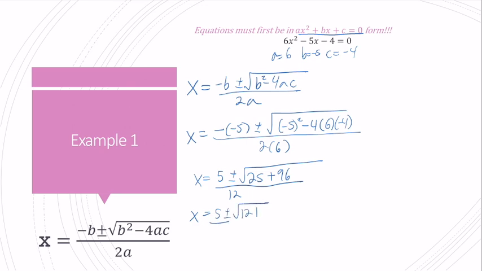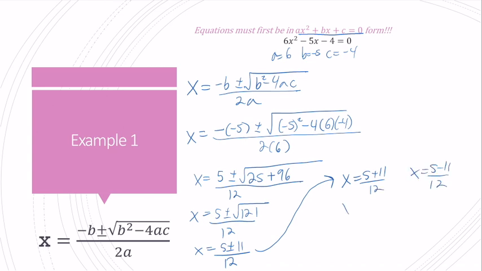Well, 121 is 11 squared. So I break this into 2. I have x is 5 plus 11 over 12, and x is 5 minus 11 over 12. So x is 16/12, which is 8/6 or 4/3. We want to simplify that down. And x is negative 6 over 12, so a negative 1/2. Those would be my 2 x values.